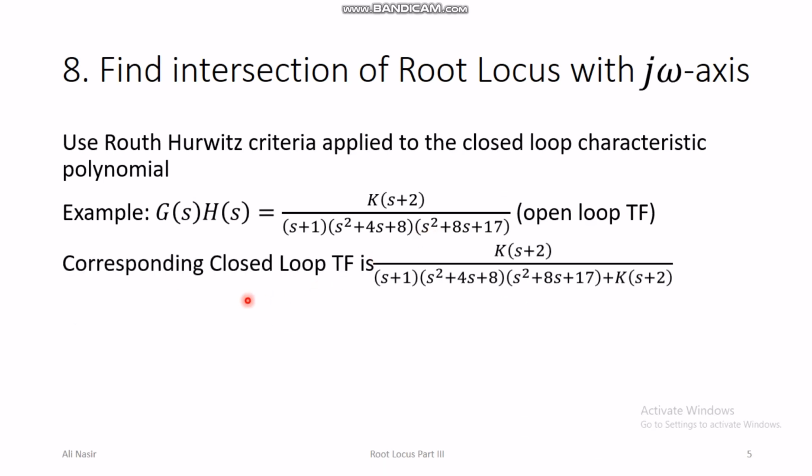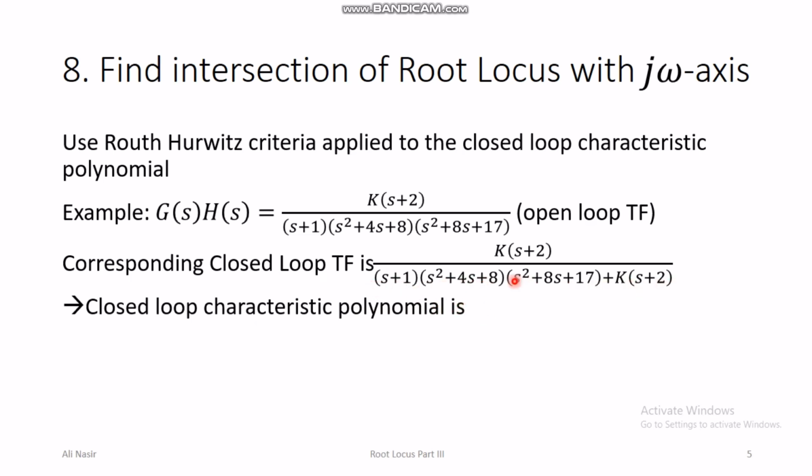The corresponding closed loop transfer function you already know how to find. If you calculate the corresponding closed loop transfer function, this will be numerator divided by denominator plus numerator. So we have already discussed this multiple times in previous lectures. The closed loop characteristic polynomial shall be this one.